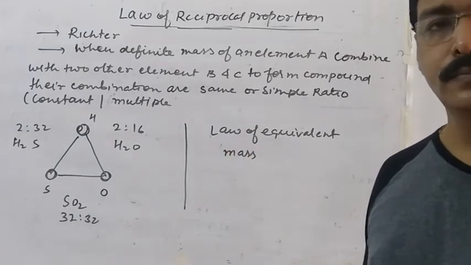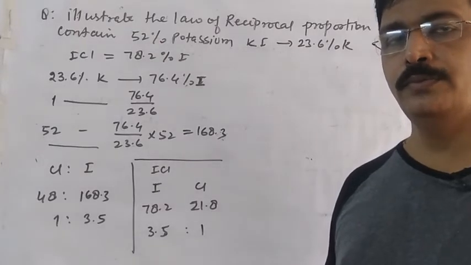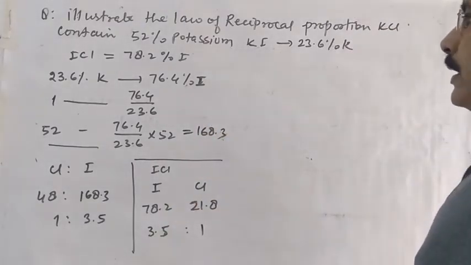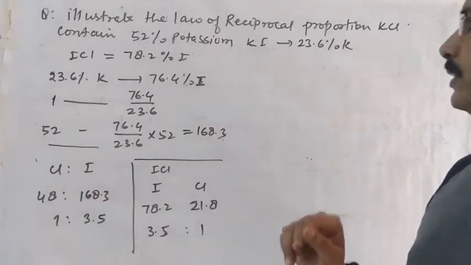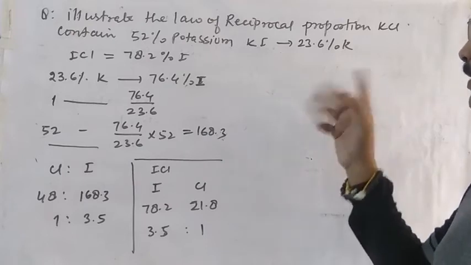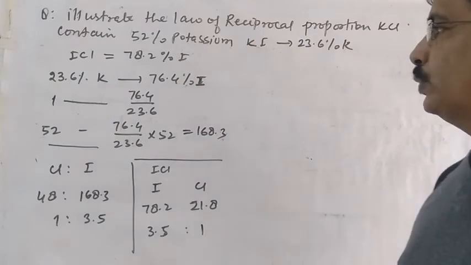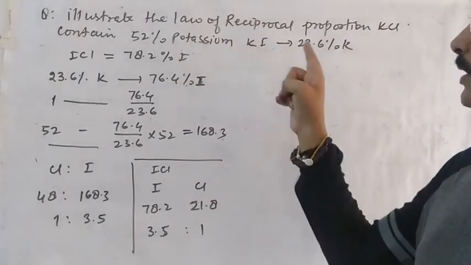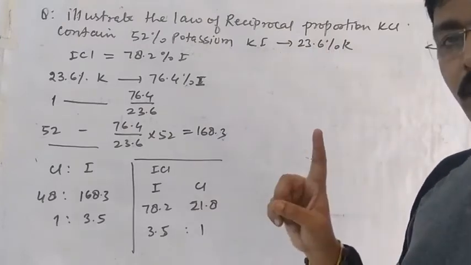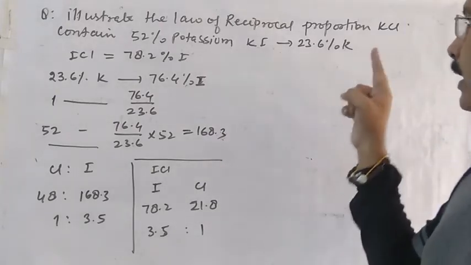Now see the numerical which is related to the law of reciprocal proportion. Clear, students? The question is: illustrate the law of reciprocal proportion. KCl contains 52% potassium. KI, the second compound, has 23.6% potassium. And ICl has 78.2% iodine. Now here we see that in the first two, KCl and KI, potassium is common. Clear? So this one you take as A, and B and C you take as Cl and I.